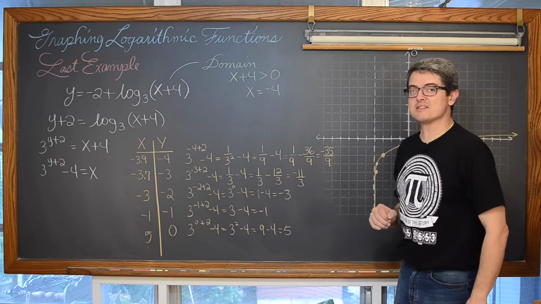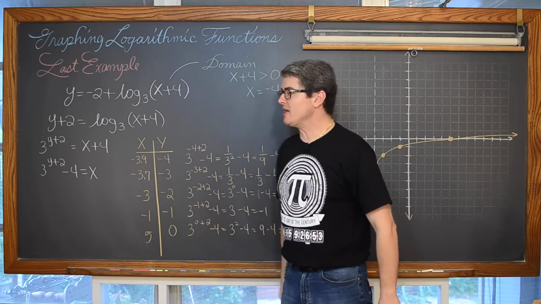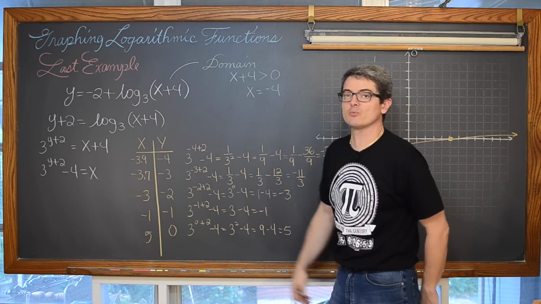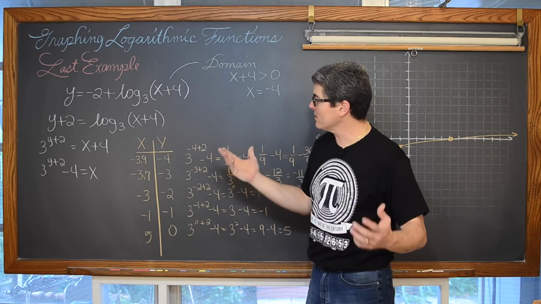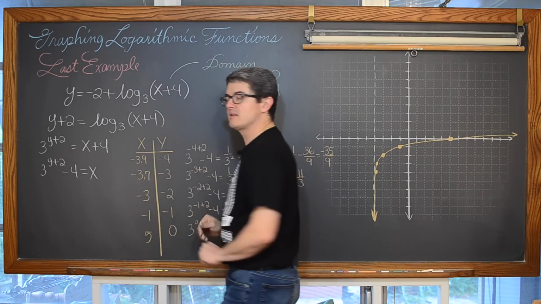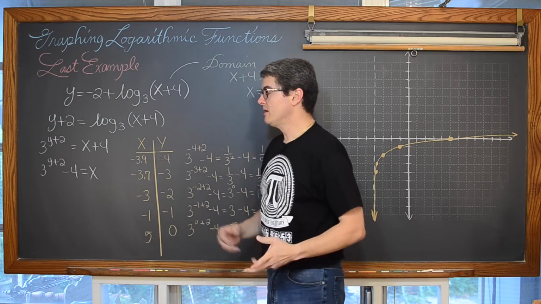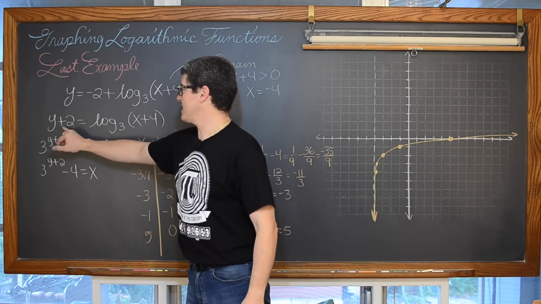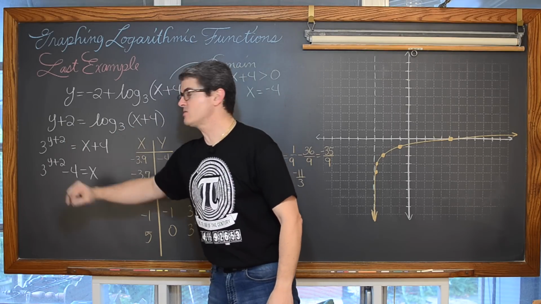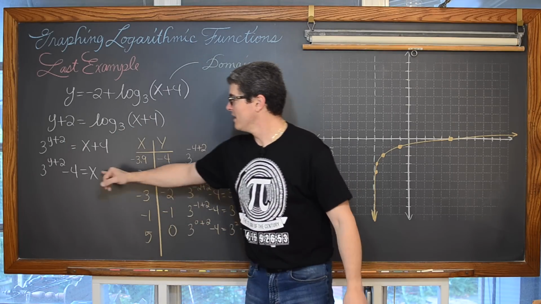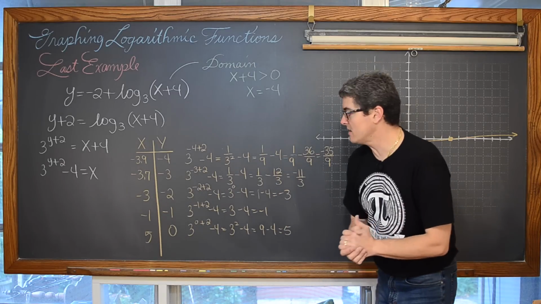So we have our last example. It was y is equal to -2 plus log base 3 of x plus 4. And as you saw, trying to isolate that logarithm, we added 2 to both sides, then went into exponential form, base, exponent, and answer, and then finally had to subtract 4 from both sides until we completely isolated the x.